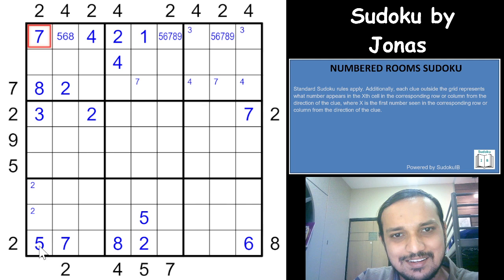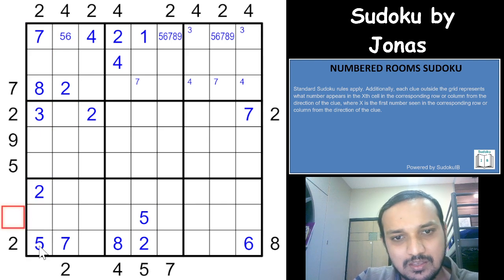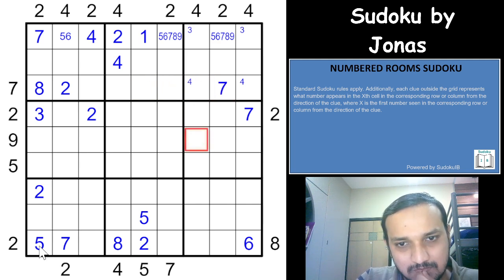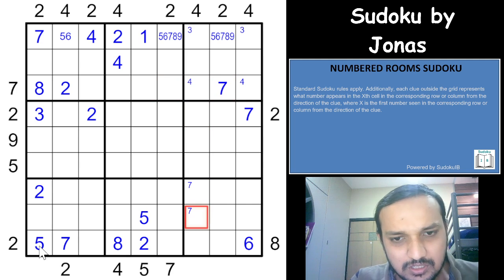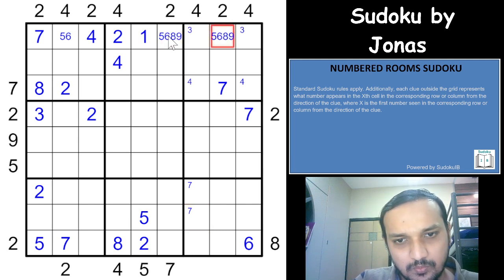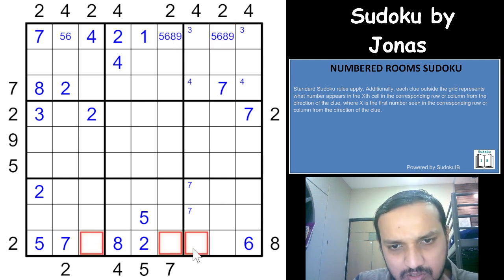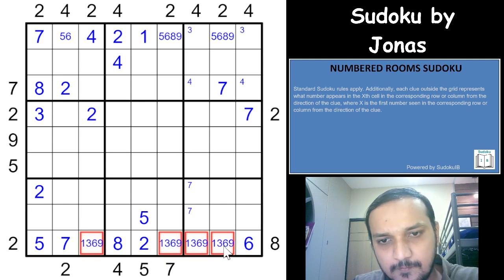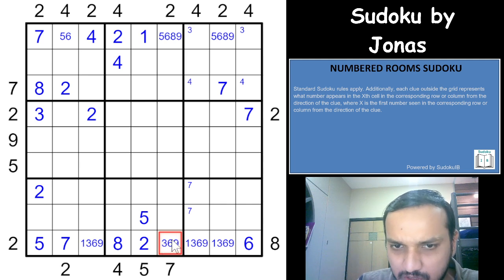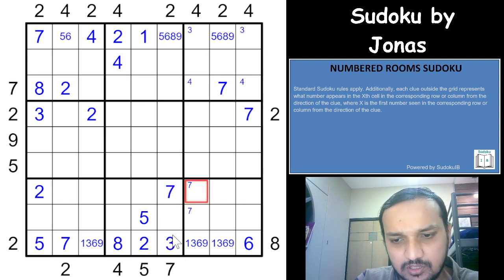Wow, that gives you 8, 7, that gives you a 2 here, that gives you a 7 here, that gives you 7 in one of these two cells, that eliminates 7 from these cells. 1, 3, 6 and 9. I'll just write. So 1 cannot be in this cell, 3 is possible, 6 is not possible, 9 is not possible. So only possible value is 3 here, that gives you a 7 here.